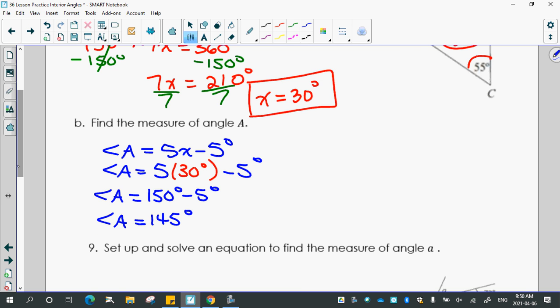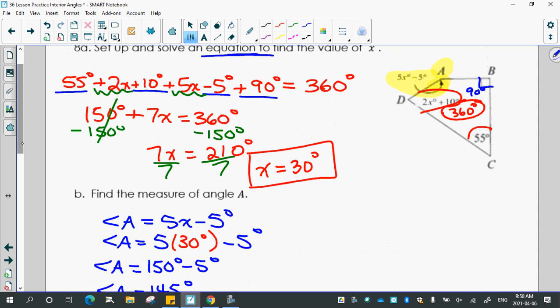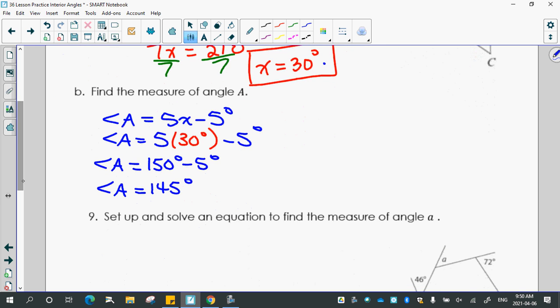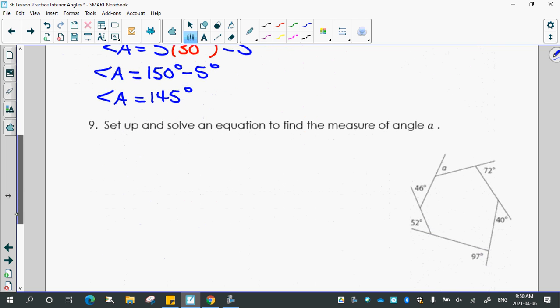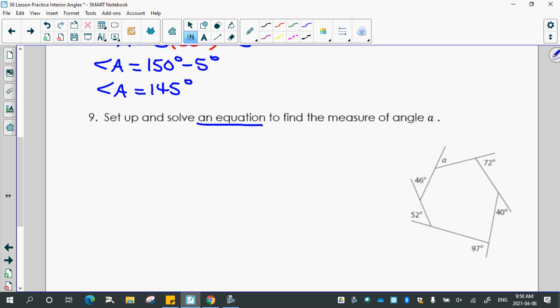Okay, so probably the hardest part of that question was realizing that angle A is represented by this vertex here, that angle right there. It's a way of indicating which angle they're talking about, and then realizing that you have to get x before you can get angle A. But we were instructed to do that first anyways. So again, we have to make an equation to get full marks. Set up and solve an equation to find the measure of angle A. So let's find where angle A is. I only see an A in one spot, that little spot right there.